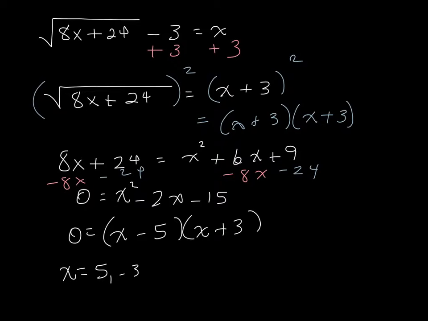Now, we do need to check these. You're going to put the 5 back up here, so that gives you 40 plus 24, that's 64. The square root of 64 is 8, and 8 minus 3 is 5. My x was 5, so that checks. And then I'm going to try out my negative 3. I've got 8 times negative 3 plus 24. That's 0. That goes away. So that leaves me with negative 3 equals negative 3. So both of these did check.